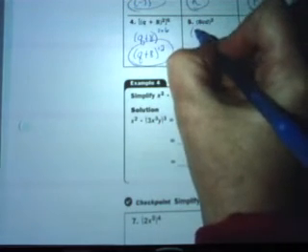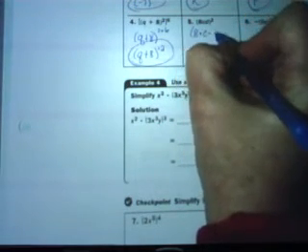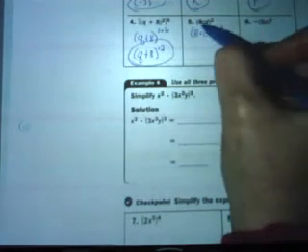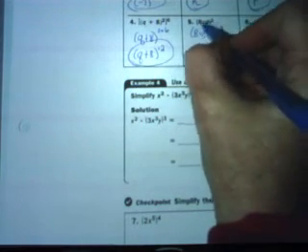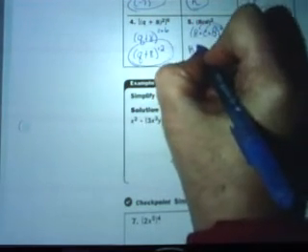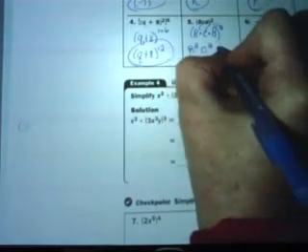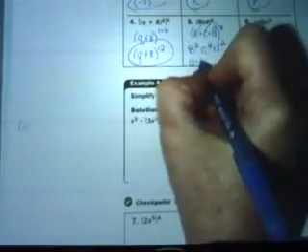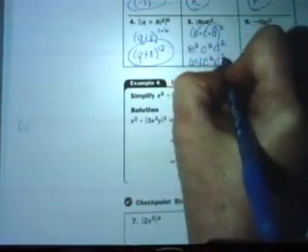Number 5, I have 8 times c times d, and all of that is squared. Power of a product, I have to distribute this power to each factor. So that's going to become 8 squared, c squared, d squared. 8 squared is 64, so I have 64 c squared, d squared. It is now simplified.